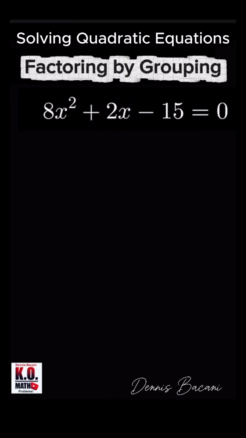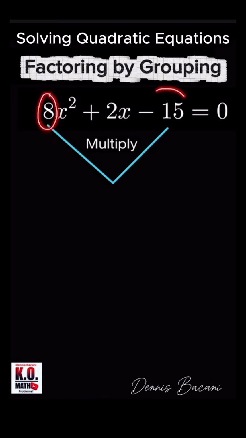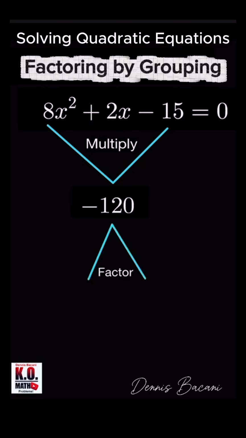So to do that, what we're going to do here is to multiply the a and c. So this coefficient of x squared and the constant term, negative 15. And 8 times negative 15 will get negative 120. And now we're going to factor this negative 120 in such a way that the sum of the factors is equal to the coefficient of our middle term, which is equal to 2x.